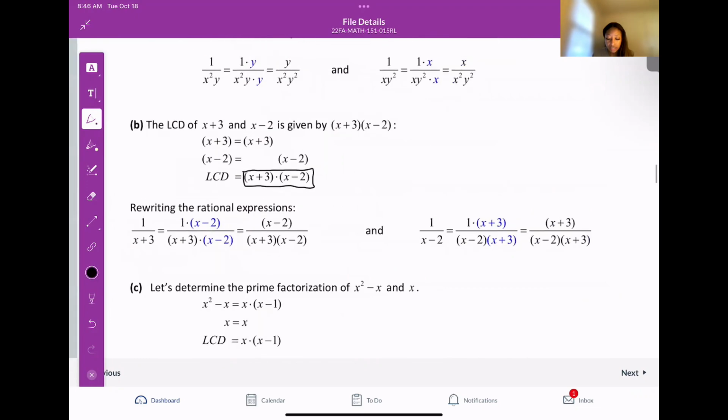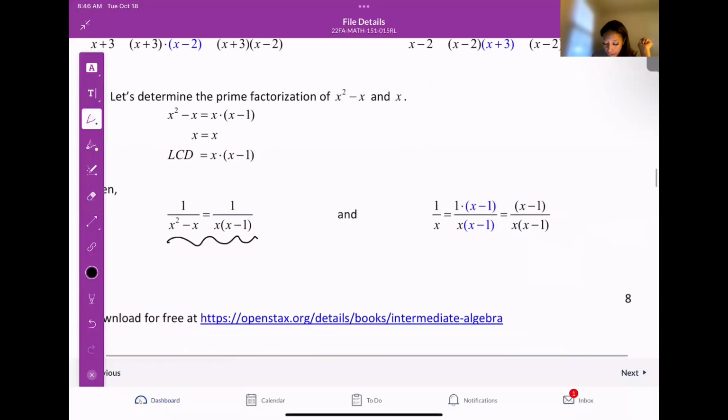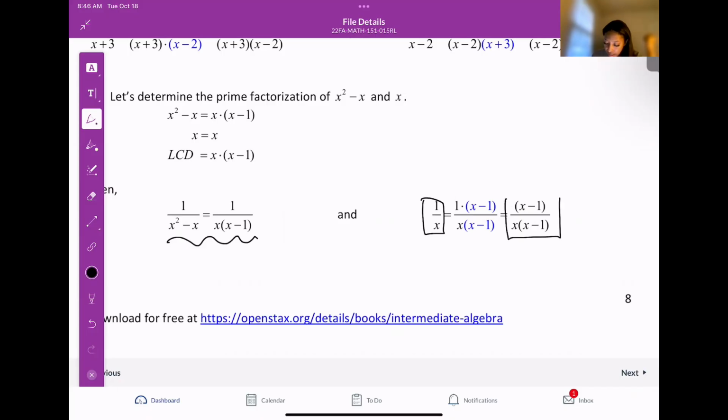So after finding your least common denominator, let's look at it with this last problem. We said the least common denominator is x times x minus 1. How can you rewrite the original expressions with that common denominator? Well, the first one already had that denominator. There was nothing to do. But for 1 over x, we want our denominator to be x times x minus 1. It already has an x. So we need to multiply by x minus 1 over x minus 1. Then we have the expressions 1 over x and x minus 1 over x times x minus 1. They look different, but they simplify to the same expression. But the second one now has our common denominator that we want.